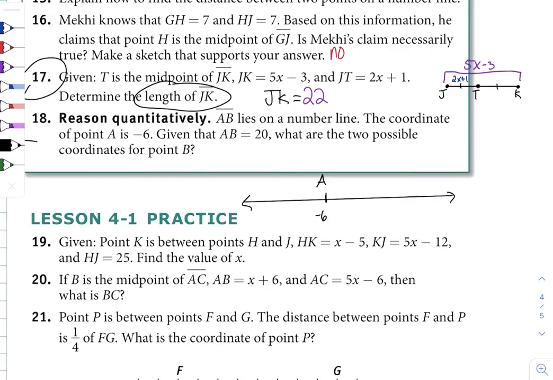So you could go from A and go to the right to find B. If you're going to the right, you would add the 20. So -6 plus 20 would give us 14. So that's one possible coordinate. So what are the two possible coordinates? 14 or, and then I could also go in the other direction, and instead of adding the 20, I'm going to subtract the 20. So -6 minus 20 would bring us to -26. So B can be either one of those coordinates, 14 or -26.